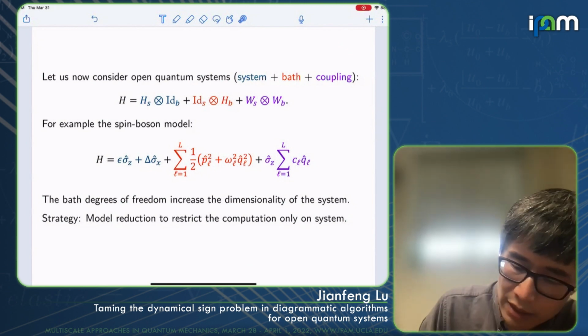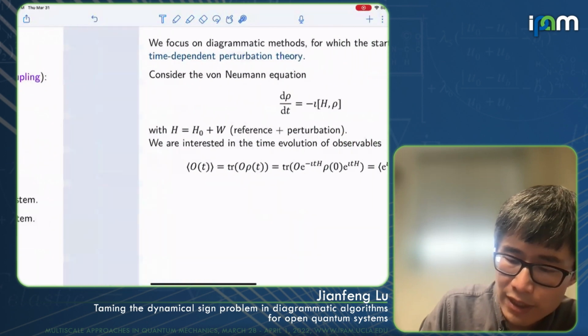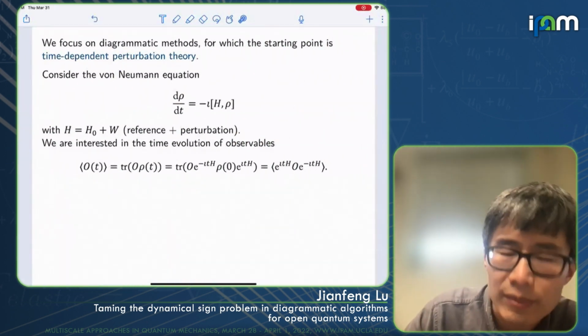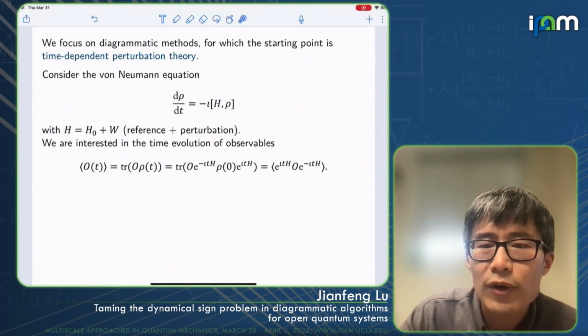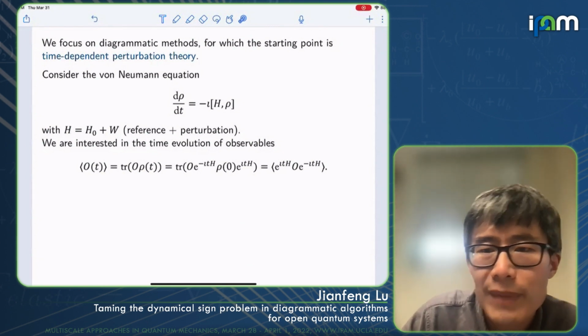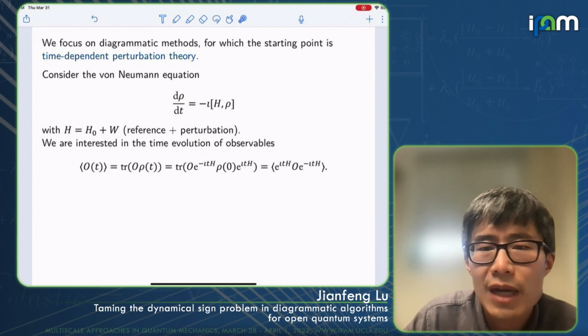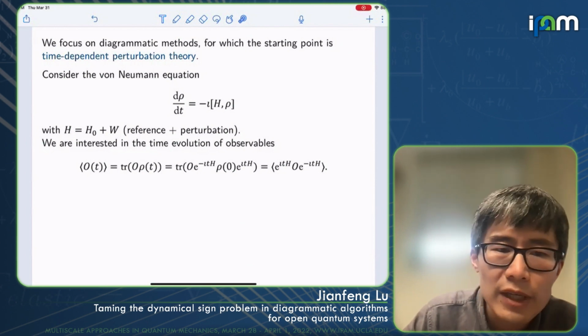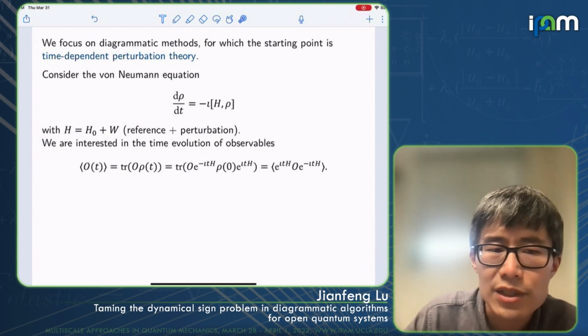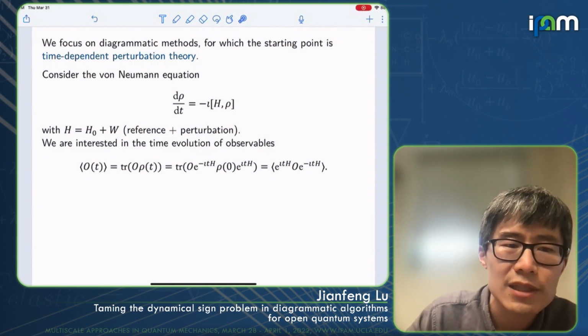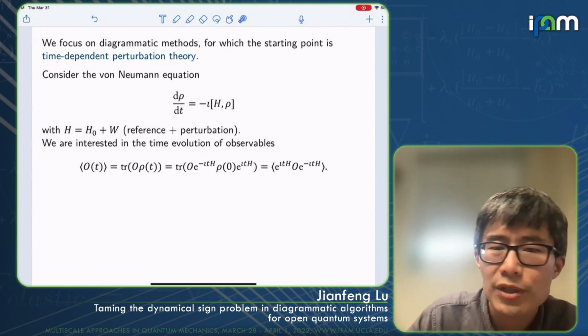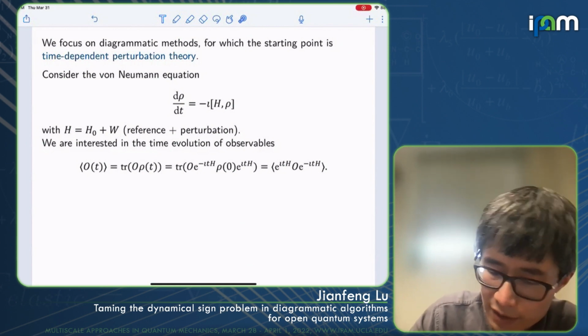There are many ways to do this, but the framework I'm thinking about is the diagrammatic method, and by diagrammatic method I mean the starting point is really time-dependent perturbation theory. In this context, it is easiest to present by starting with the von Neumann equation, which you have also seen in previous talks.